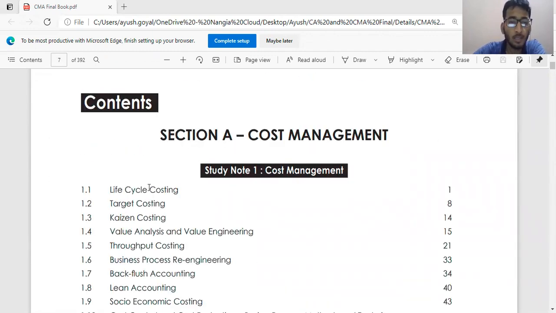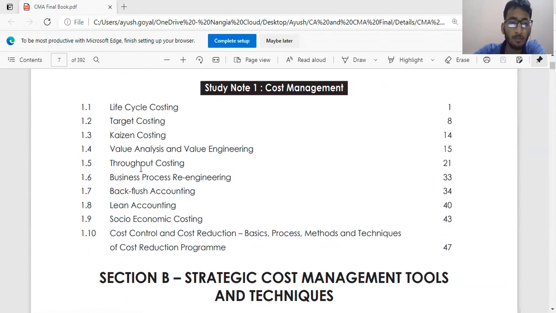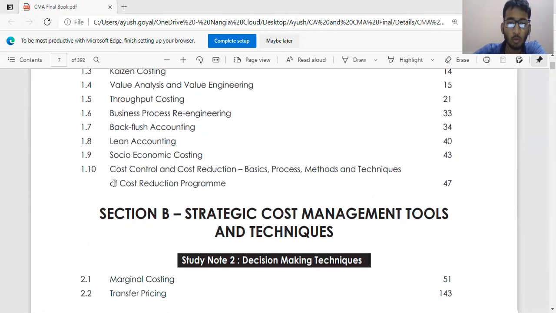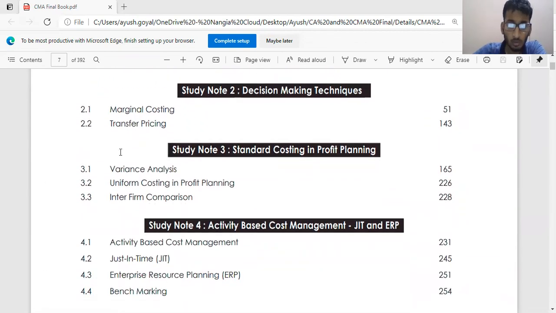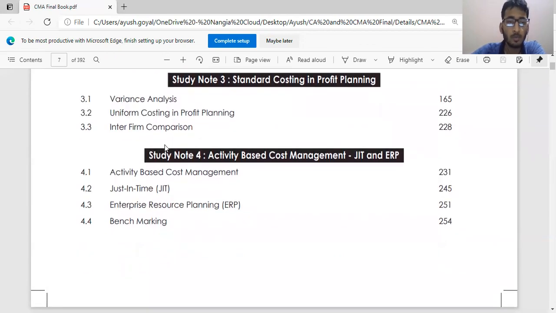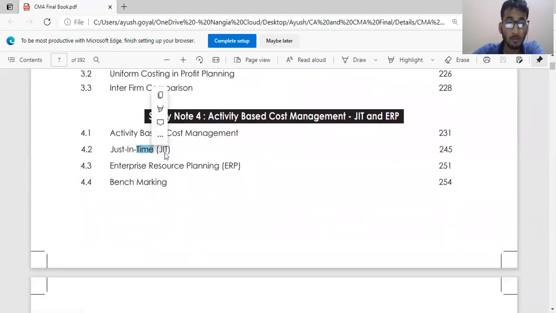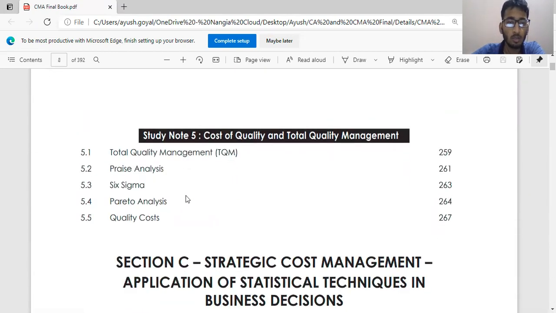Life cycle costing, target costing, Kaizen we have done. Value engineering also we have done, throughput costing, BPR, backflush costing. These all we have done. Lean accounting we are going to do now. These two are pending, very important: marginal costing and transfer pricing. Now variance analysis is pending. Interfirm comparison is definitely pending. JIT we have done. ERP we have not done. TQM we have done. Six Sigma we have done. Pareto analysis is still pending.